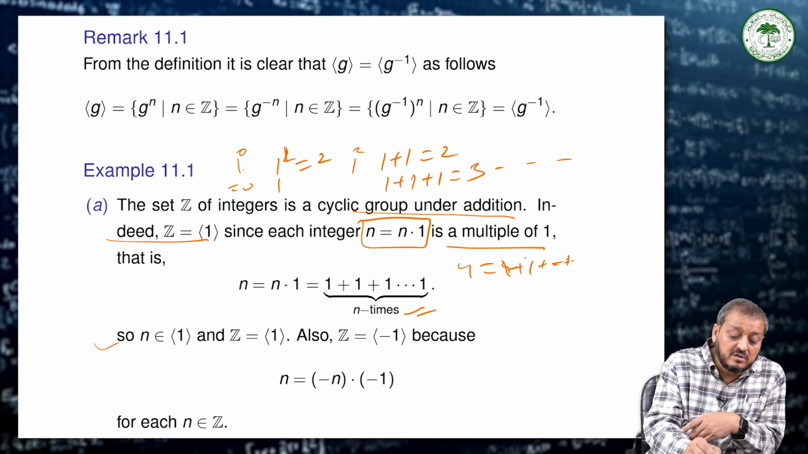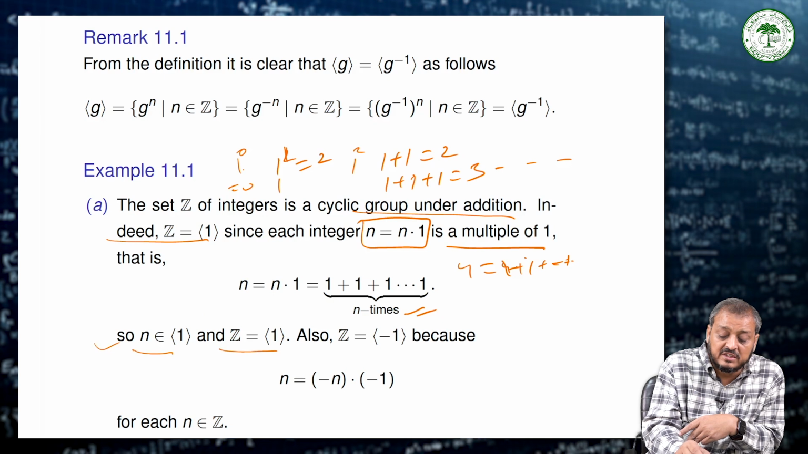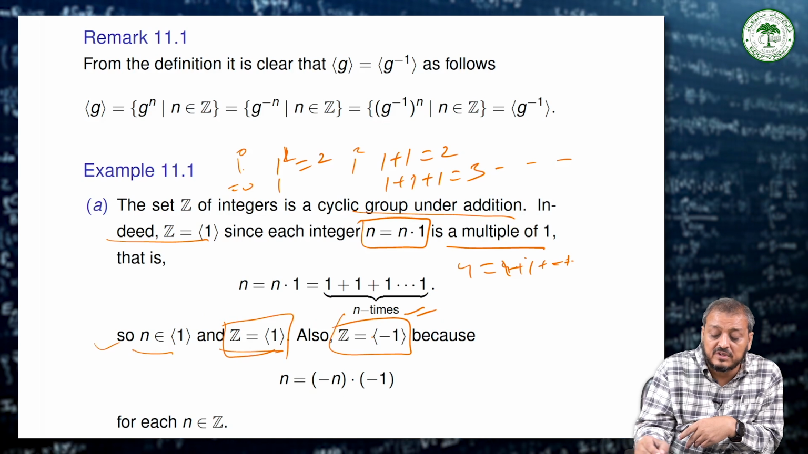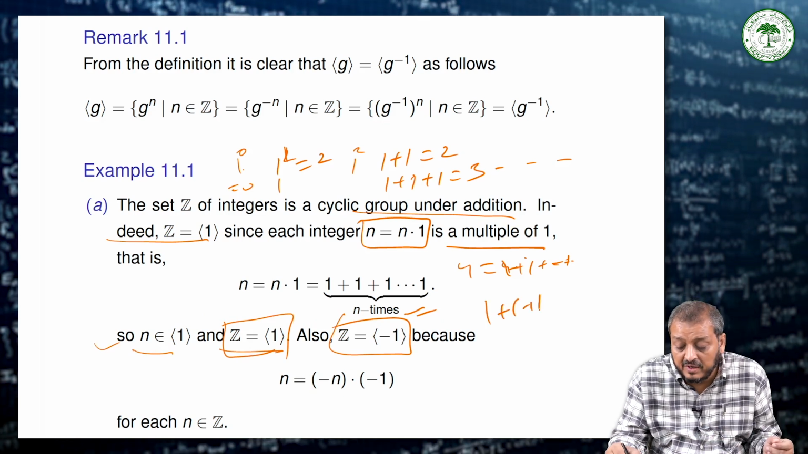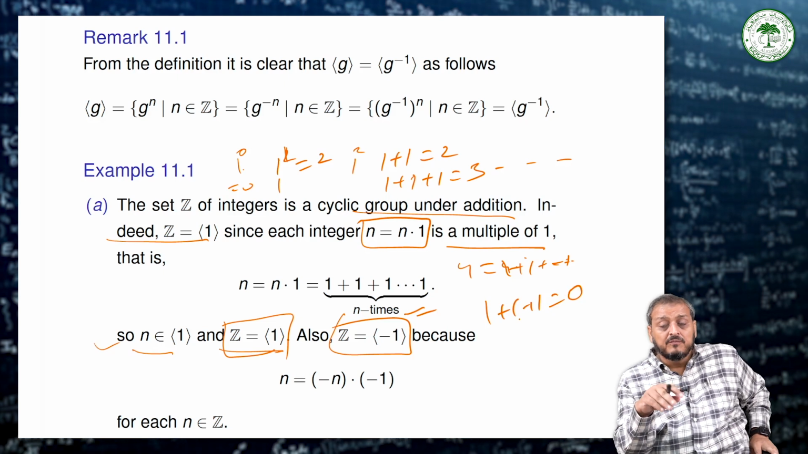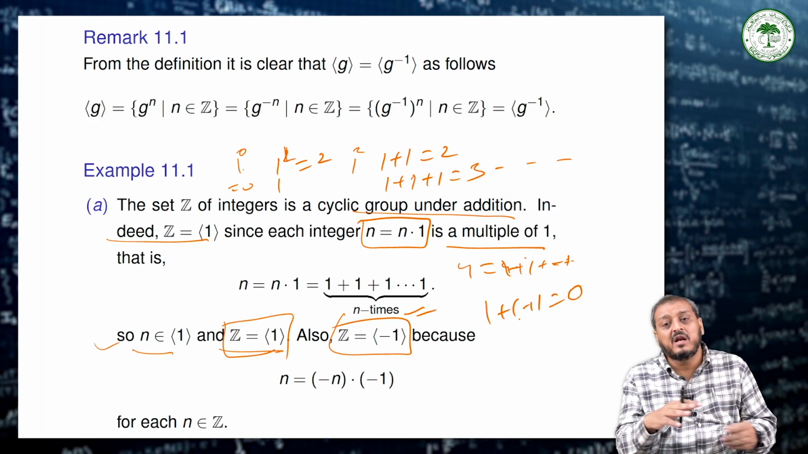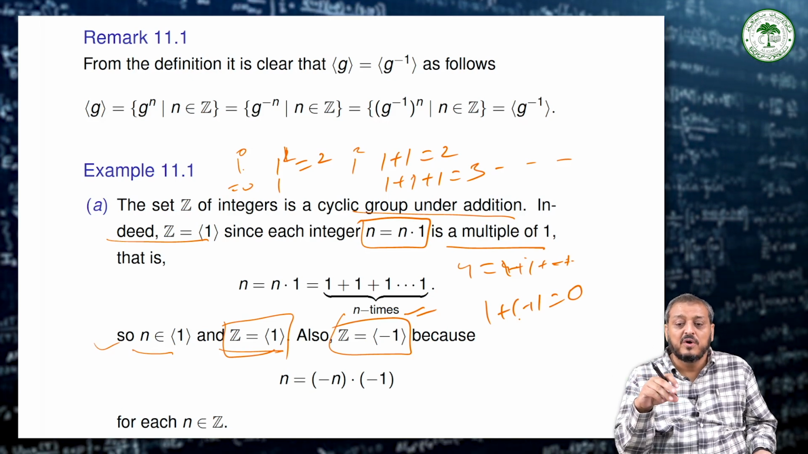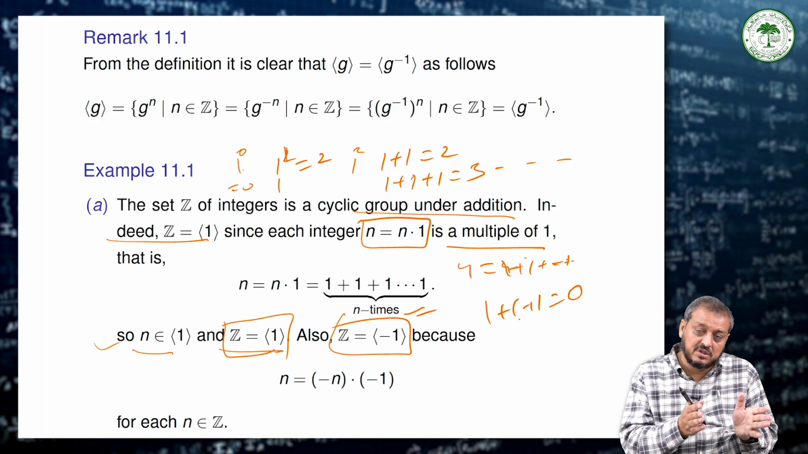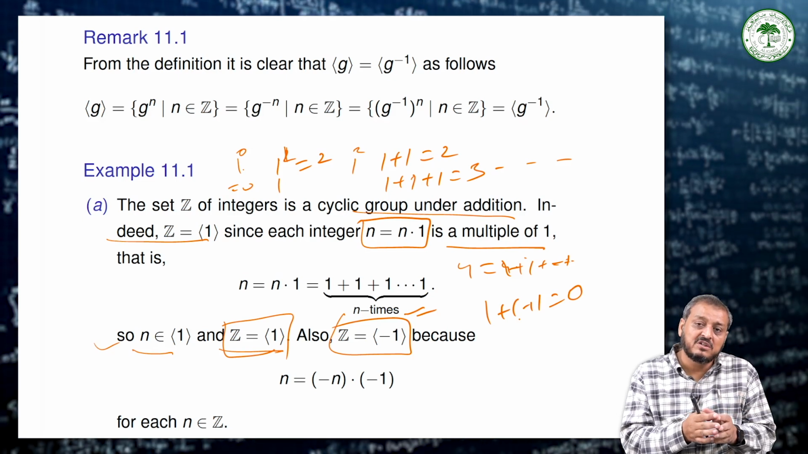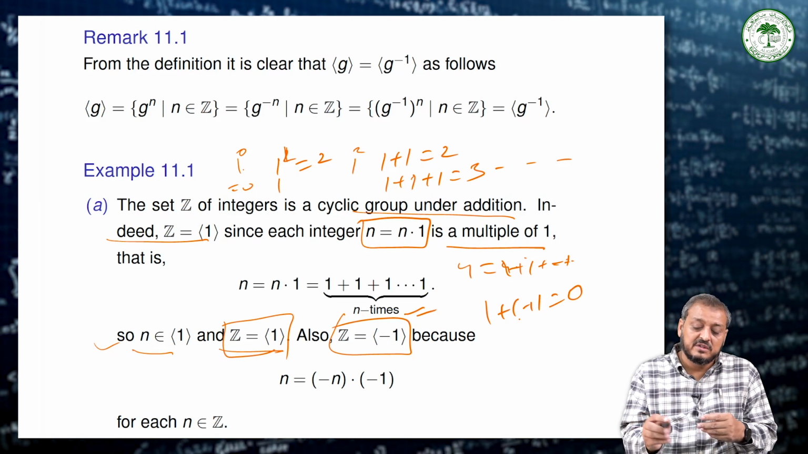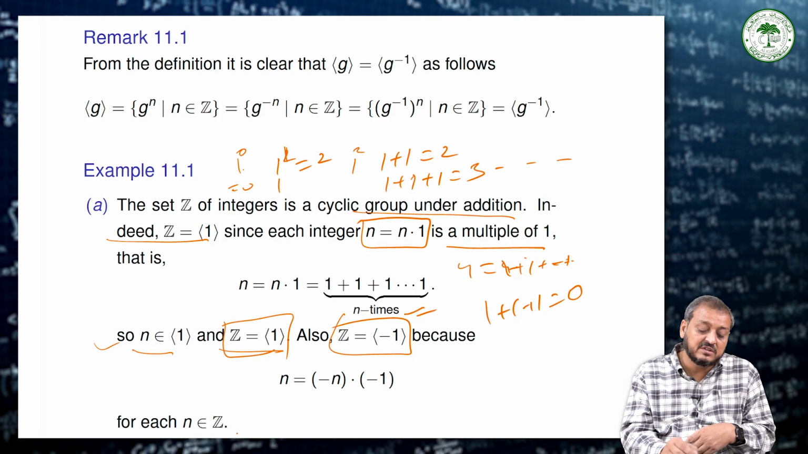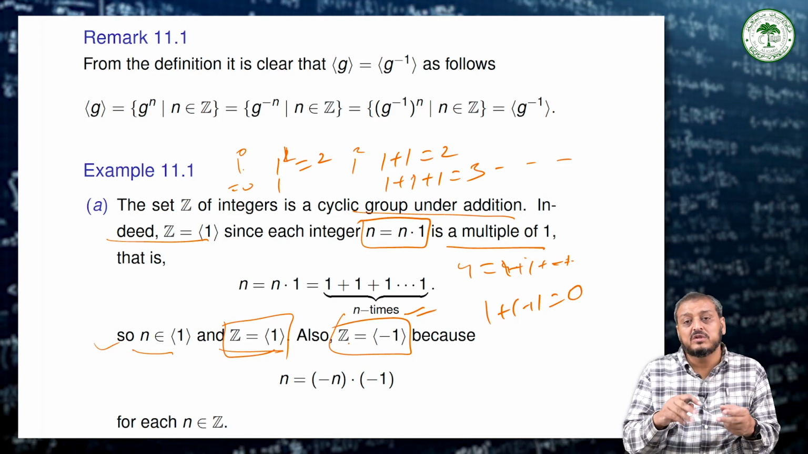So Z is generated by 1, and Z is also generated by minus 1, because the inverse of 1 under addition is minus 1, since 1 plus minus 1 is equal to 0. So if g is a generator, then by the remark we can say that g inverse is also a generator of this group. So if Z is generated by 1, then Z is also generated by minus 1, and then a^n can be written as a^(-n) into minus 1.